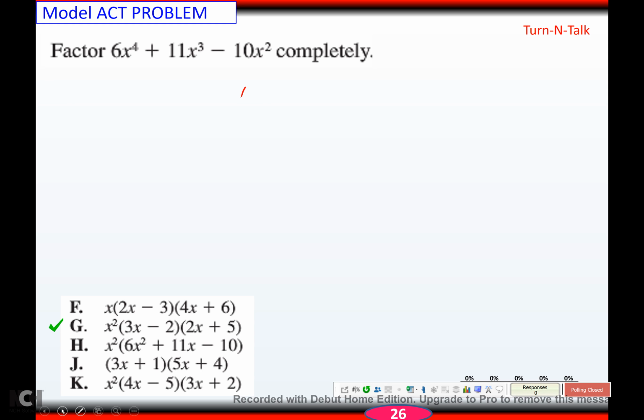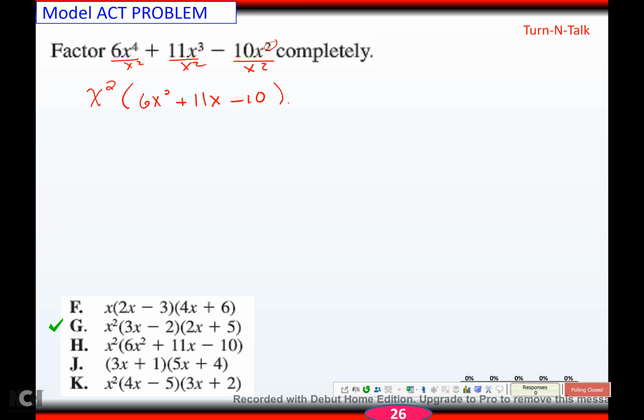And hopefully you got G. Alright, when I first look up here, I noticed that we have a 4th degree x, a 3rd degree x, and a 2nd degree x, which tells me they all have x's in common. And they have 2 copies in common. The smallest one is always the most they have in common. So I'm going to GCF an x squared out. If I factor out an x squared, I get 6x squared plus 11x minus 10.